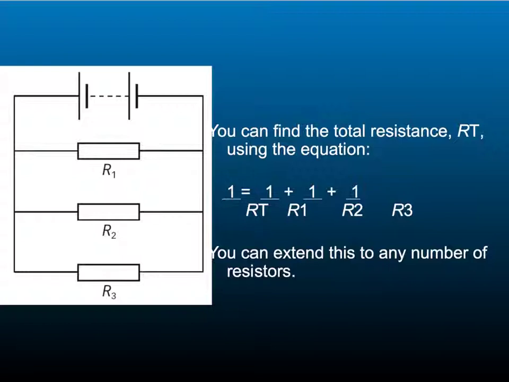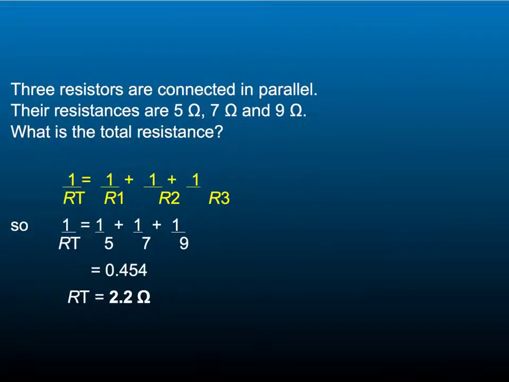Here is the equation for resistors in parallel. You've got 1 over RT equals 1 over R1 plus 1 over R2 plus 1 over R3 plus 1 over R4 plus 1 over R5 and etc. for how many resistors you have that are connected in parallel. Okay, so in this example, we've got 3 resistors in parallel. One's 5 ohms, one's 7 ohms and one's 9 ohms.